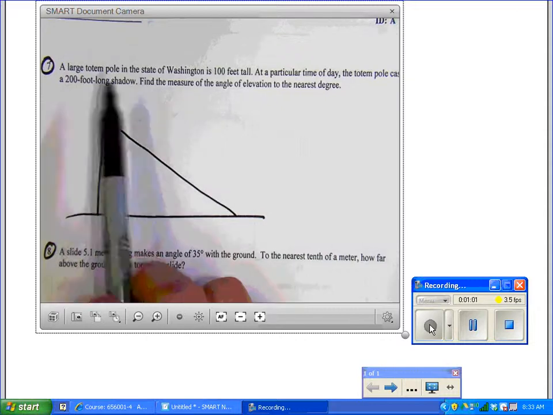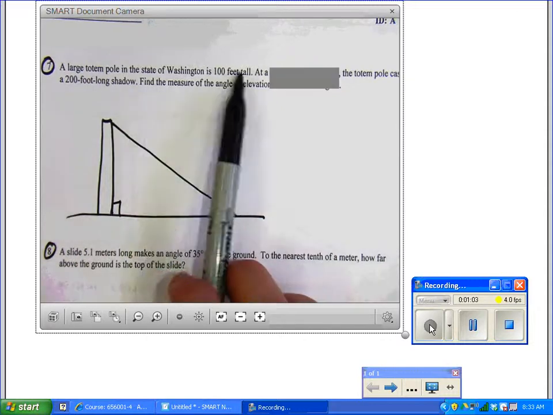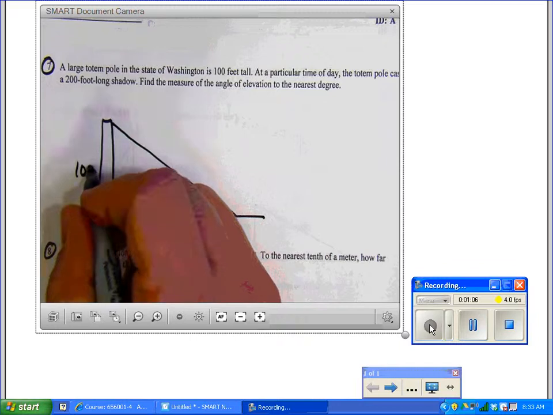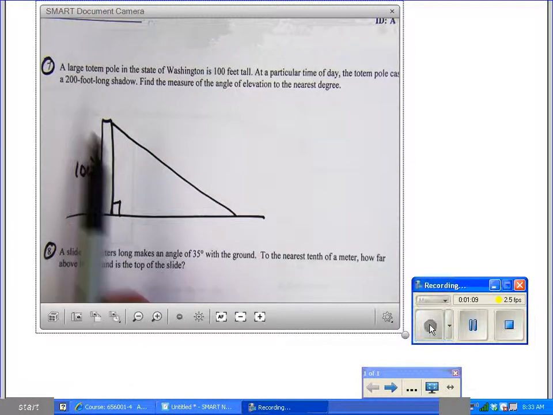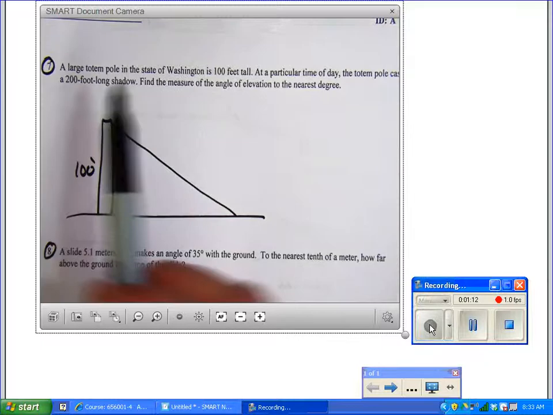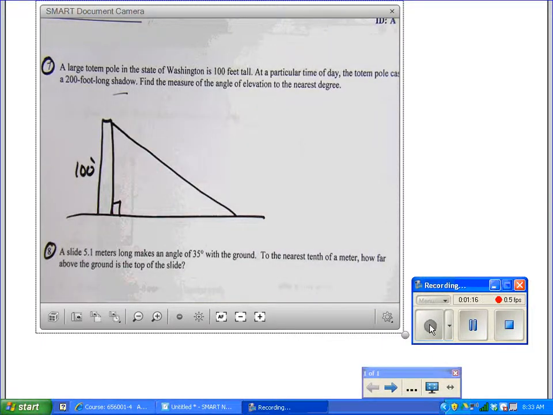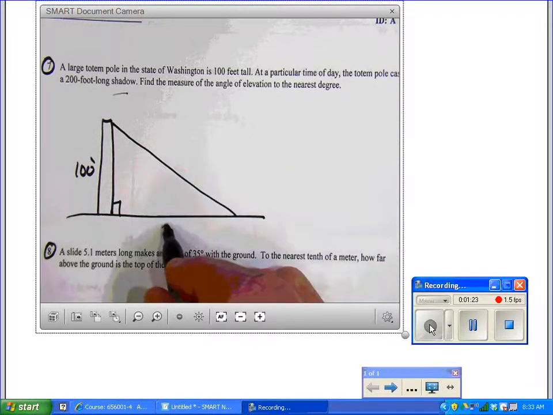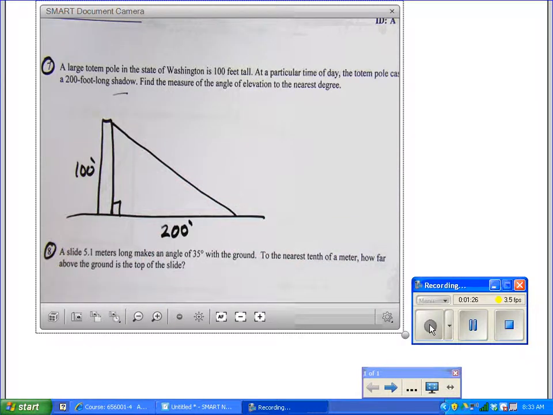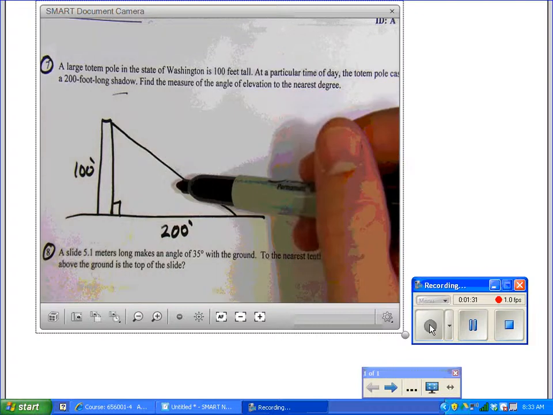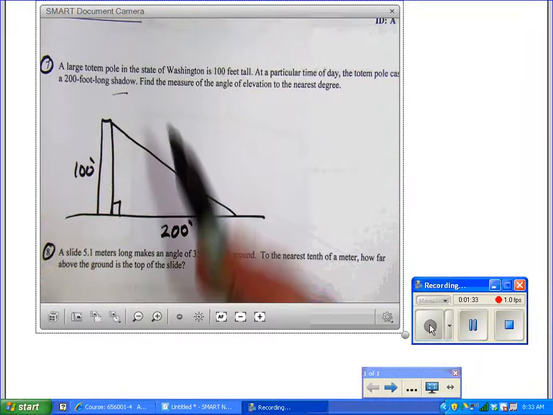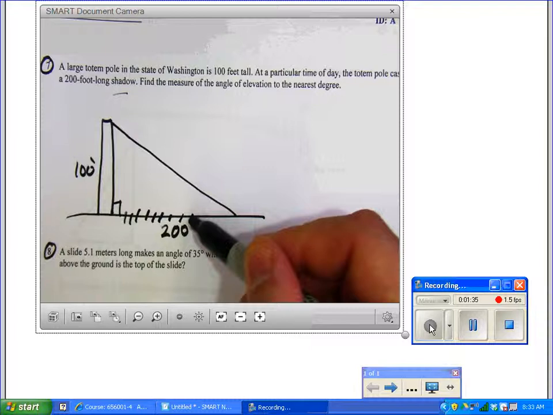So it says that the totem pole is 100 feet tall. So we put 100 feet on this leg. And the totem pole cast a 200-foot long shadow. So now let's think about this. A shadow, where's a shadow at? When the sun hits your body, is your shadow in the air or is it on the ground? Well, it's on the ground. So a lot of people that miss this problem put 200 feet here on the hypotenuse. If this is the totem pole, the shadow is going to be on the ground down here.